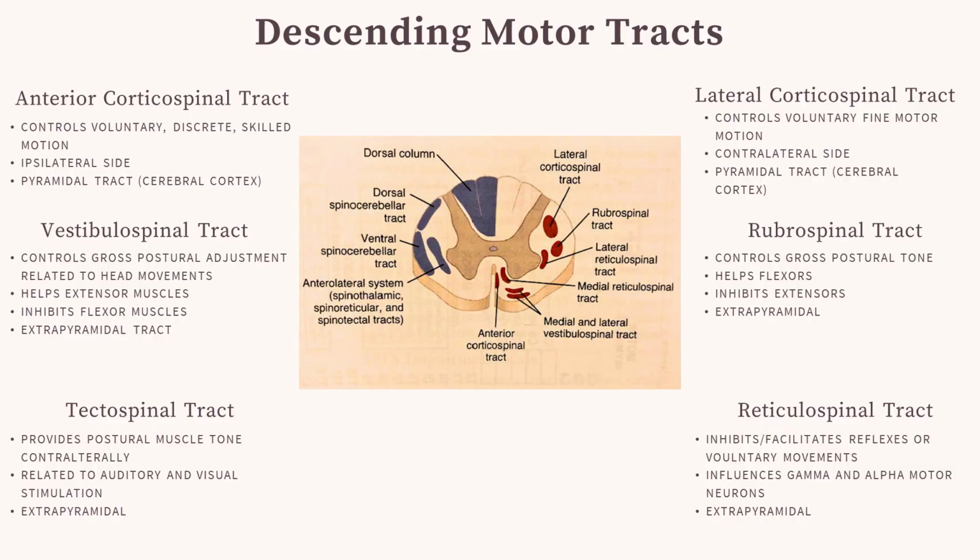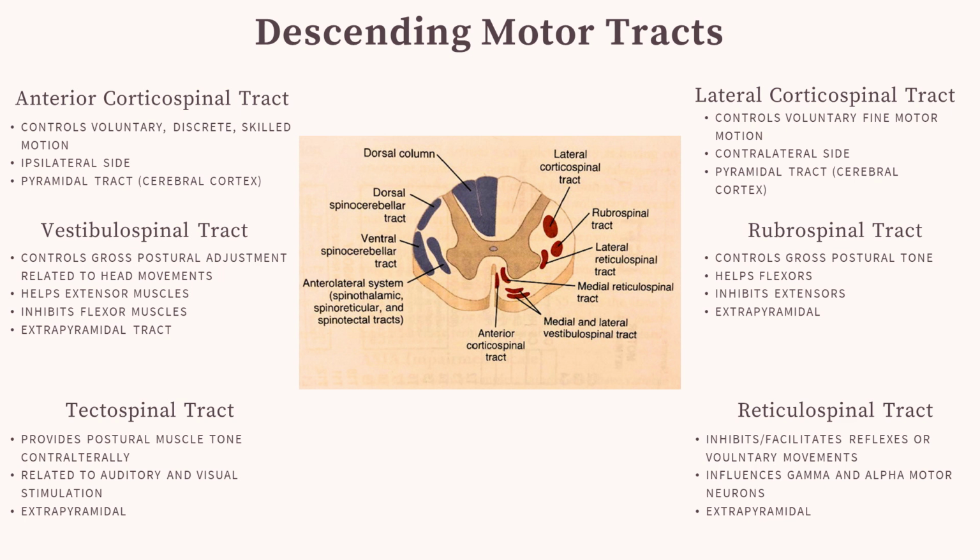So let's talk about our descending pathways. The descending motor pathways are giving our body the instructions and the cues on when to activate, when to fire. So let's go over them. We're going to start with talking about our anterior corticospinal tract. This is going to control voluntary movements that are going to be more discrete and skilled motion.